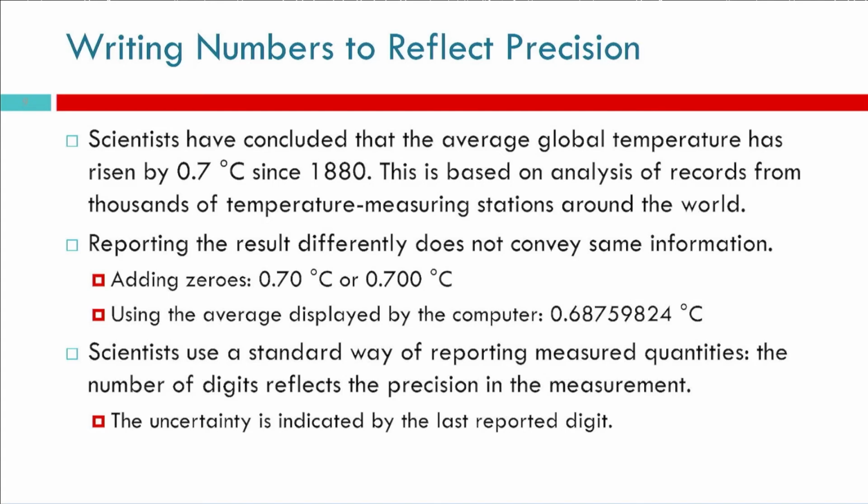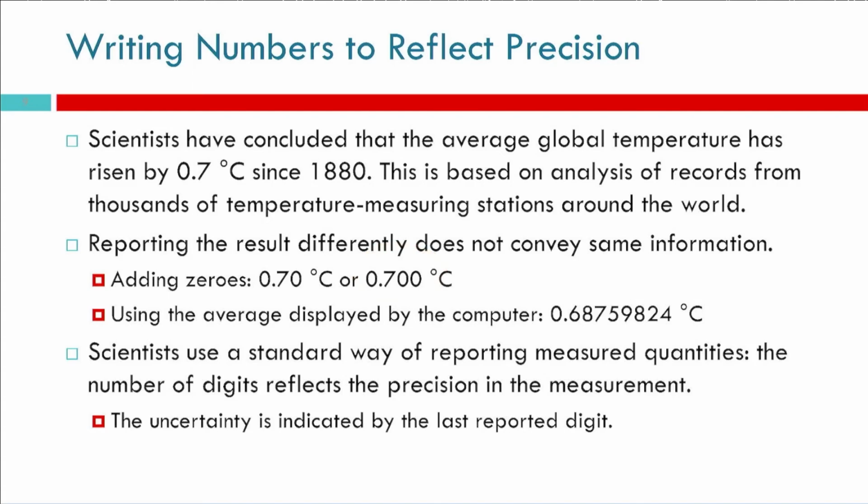For example, scientists have concluded that the average global temperature has risen by 0.7 degrees C since 1880. I think that's outdated now. But this is based on the analysis of records from thousands of temperature measuring stations around the world. So reporting the results differently does not convey the same information. If we add zeros, 0.70 is, in terms of measuring the temperature around the entire world, a lot more accurate. And adding 2 zeros is even crazier.